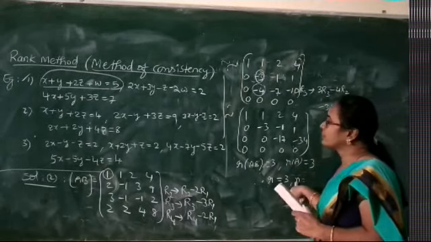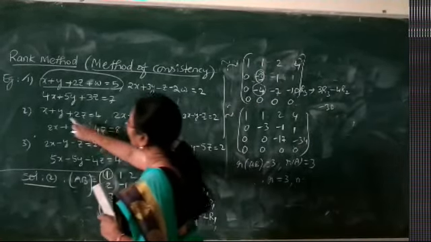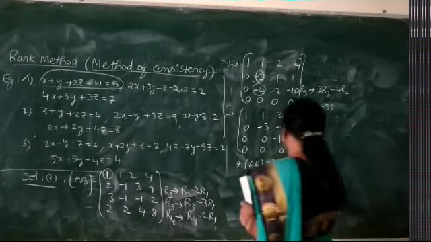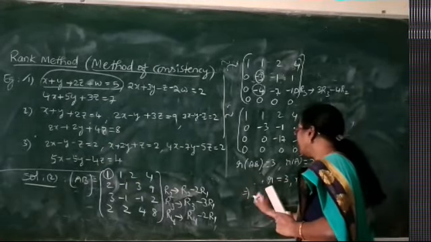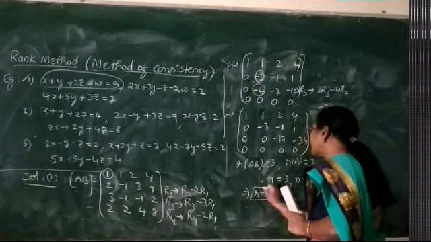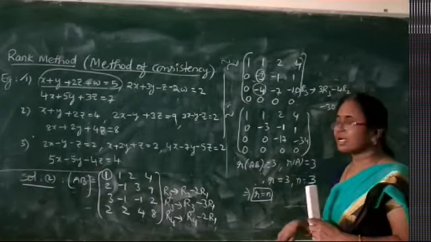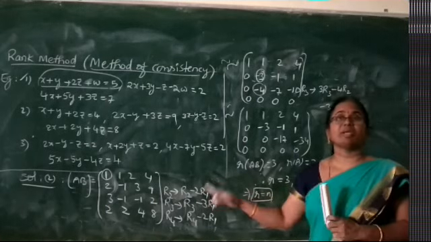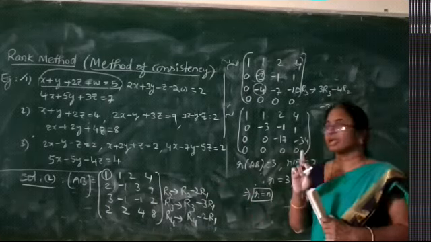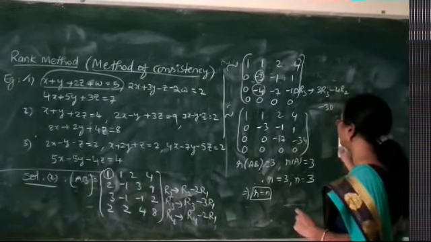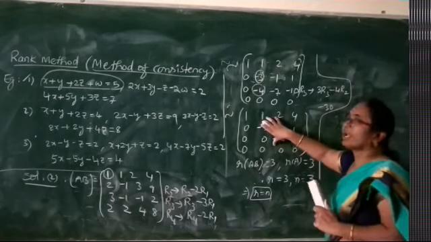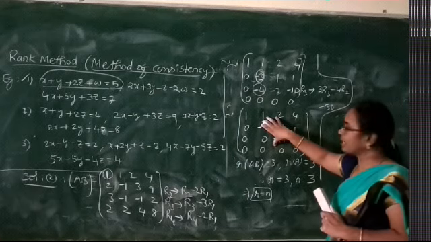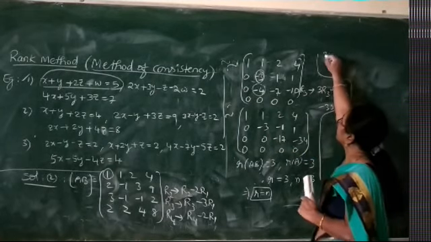Because the number of unknowns in the system is, how many unknowns are there? 3 unknowns. N is equal to 3. R equal to 3, N equal to 3. The condition R equal to N is satisfied, and therefore we say that the consistent system is having a unique solution. That unique solution is obtained from the equivalent system of the echelon form. Right? From this we write the equivalent system.